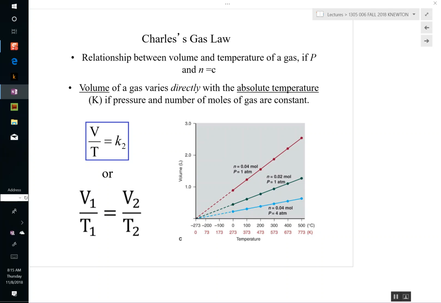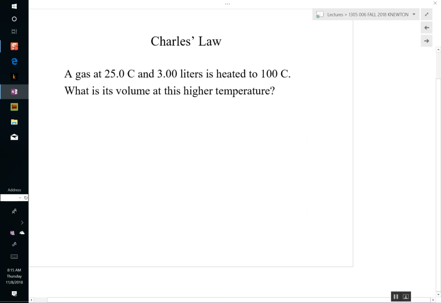All right, now these are going to be a little more. So here's a Charles' law problem. A gas at 25 degrees C and 3 liters is heated to 100 degrees C. What is its volume at this higher temperature? Okay, I said read it twice. A gas at 25 C. So we have this law.